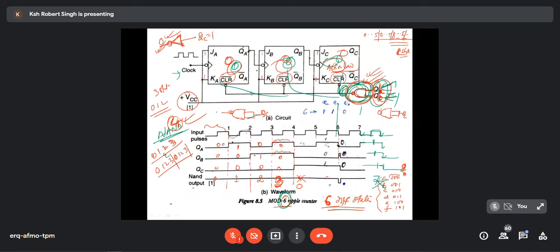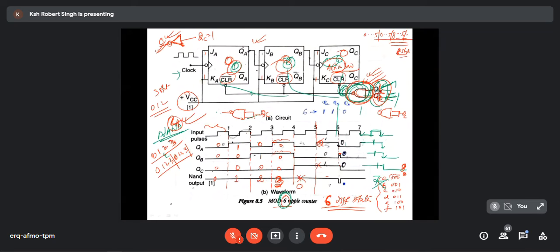Whatever mod the teacher asks, you just draw a line up to here. I have to count, and which one is not obeying? I have to make it 0. Which one is not obeying? This one is not obeying. This is high. This one is also not obeying. QA and QC are not obeying. Then QA and QC, I will put it here. Very, very simple. Don't think that it is very difficult. If this type of question comes in the exam, it is very simple.